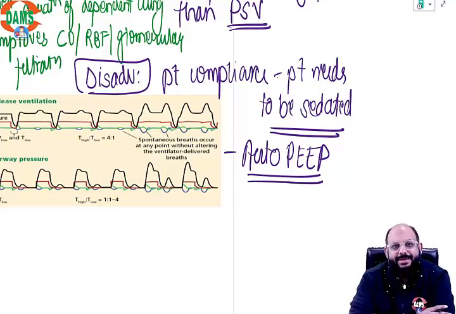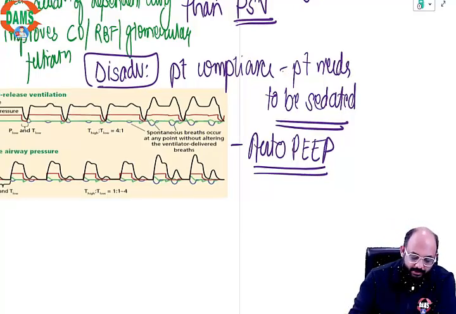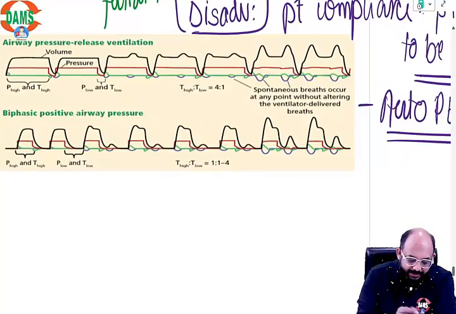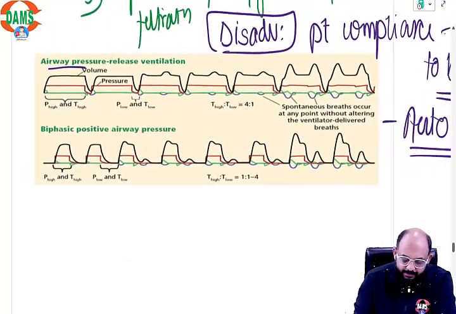It actually decreases the shunt. But auto PEEP will have cardiovascular effects. It will cause an increase in intrathoracic pressure, which will decrease the cardiac output, and it can cause a lot of hemodynamic changes in the patient. Let's look at airway pressure release ventilation, that is the APRV, and biphasic positive pressure.